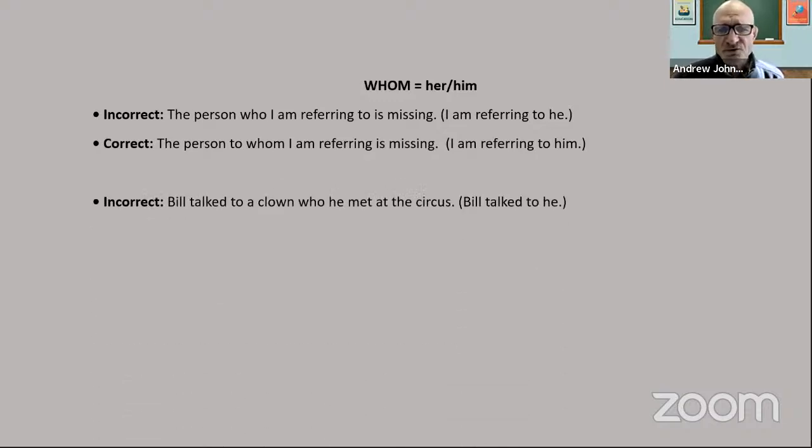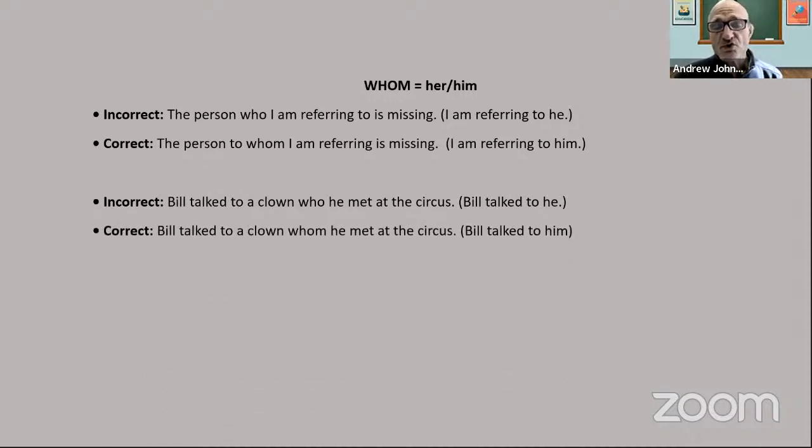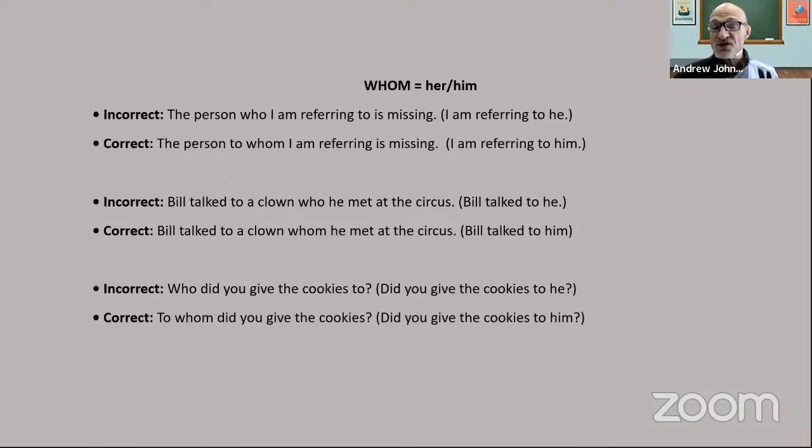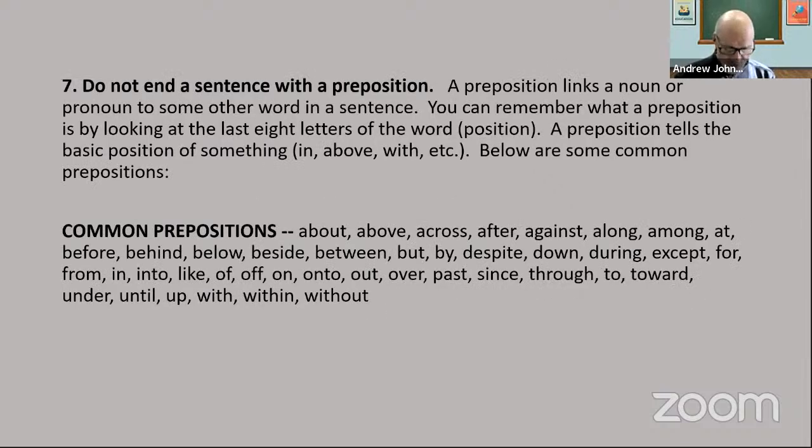Bill talked to the clown who he met at the circus. Bill talked to he. That does not make sense. Him. Bill talked to the clown whom he met at the circus. Whom, if you could substitute her or him, it is whom. Who did you give the cookies to? Did you give the cookies to he? No. To whom did you give the cookies? Did you give the cookies to him? Him, her, whom. Yes. And do not end a sentence with a preposition.